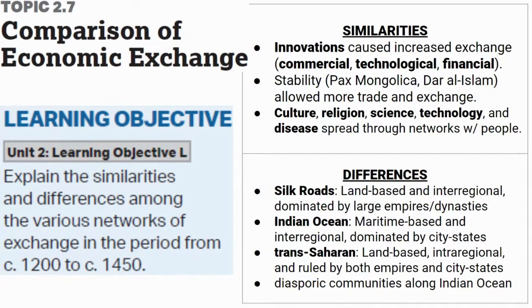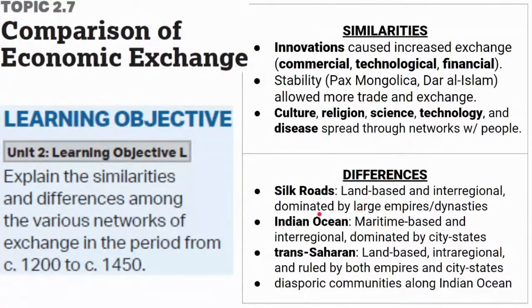You should understand that those innovations occur in those three main areas: commercial innovations, things like caravanserai and bigger ships; technological innovations, things like the navigational technologies that emerge, and also products that emerge; and then financial innovations, things like forms of credit, bills of exchange, that kind of stuff. You need to understand that stability between Pax Mongolica and the stability that Dar al-Islam brought by controlling basically these two, controlling all of the trading world or almost all of the trading world, allowed more trade to occur. And you need to know that all of these things spread as people did.